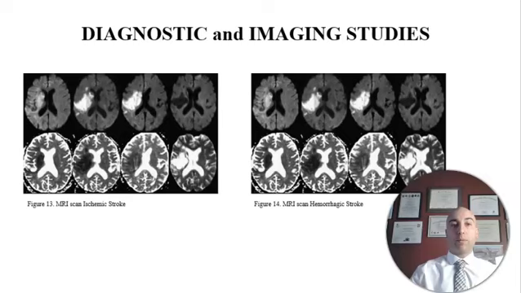Here we have two MRI studies. Figure 13 shows an ischemic stroke and Figure 14 a hemorrhagic stroke.